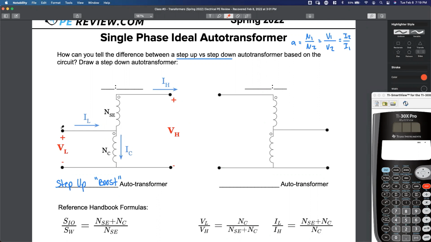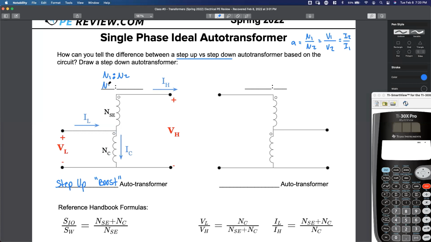Here's our primary. So from here to here, how many number of turns do we have? We have just NC, which is the common winding. So this is N common. In other words, N1 to N2 for the auto transformer on the left, N1 is going to be equal to what? Here's my primary. So the primary number of turns from here to here, that's just N sub C.